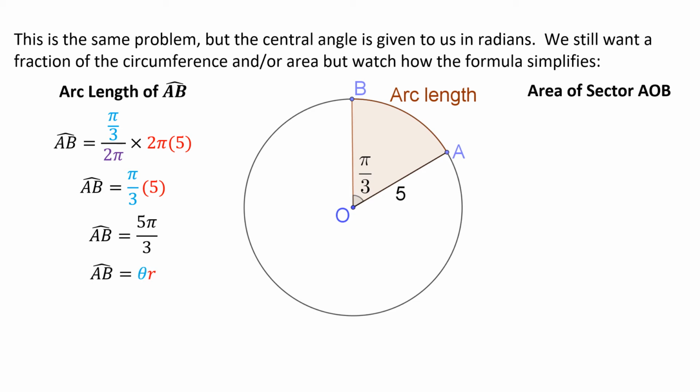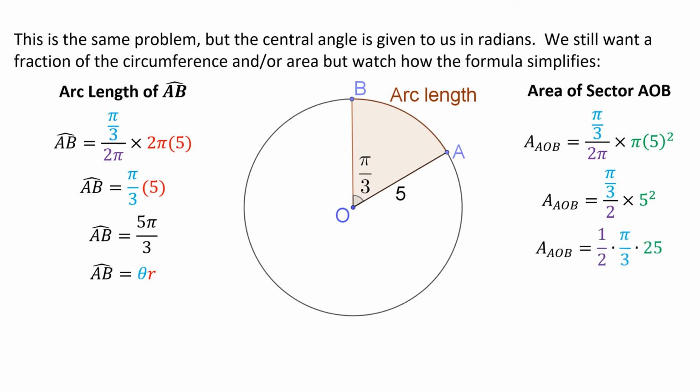And in general, the arc length of a sector is going to be the central angle in radian measure times the radius. Take that idea over to the area, and our area is going to be the fraction of the area of the full circle. The fraction is pi over 3 divided by 2 pi. We don't quite lose the full denominator there in purple, but the pi's cancel out, and we have pi over 3 divided by 2 times the radius squared. Or it's 1/2 the angle times the radius squared.